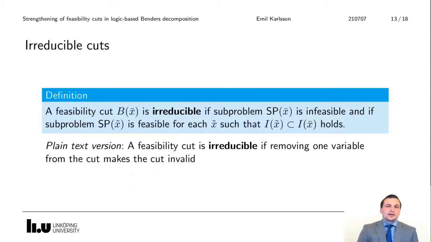To look at the strengthening of feasibility cuts, we need to think a little about the cut strengthening algorithms that we use and their theoretical guarantees. And to measure the strength of a feasibility cut, we introduce the notion of irreducible feasibility cuts. A feasibility cut is called irreducible if removing one variable from the cut makes the cut invalid. That basically means that if the subproblem obtained by removing one variable from the cut is feasible, then that cut would be invalid.